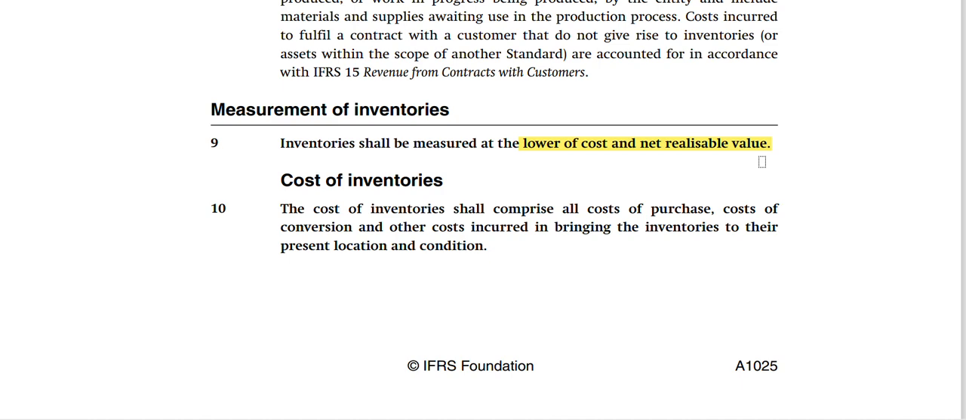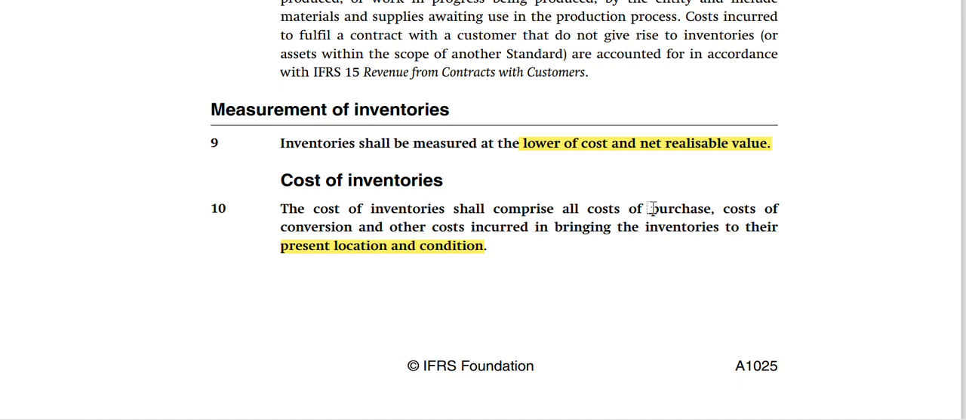So it is very important that you keep on understanding what net realizable value is in the concepts of inventory or Standard 2. And when we're looking at paragraph 10, it's the cost of inventory. The cost of inventory shall comprise all the costs of purchase, costs of conversion, and other costs incurred in bringing the inventory to their present location and condition.